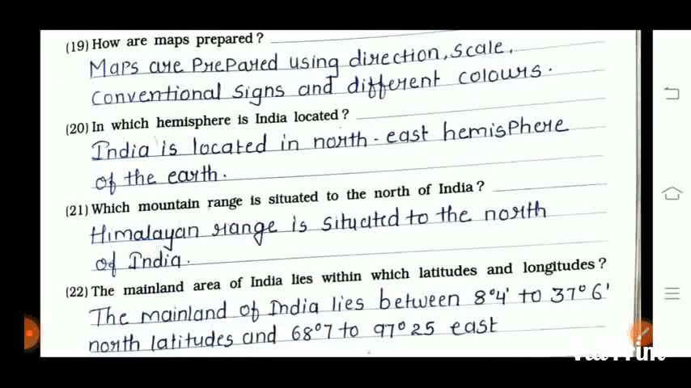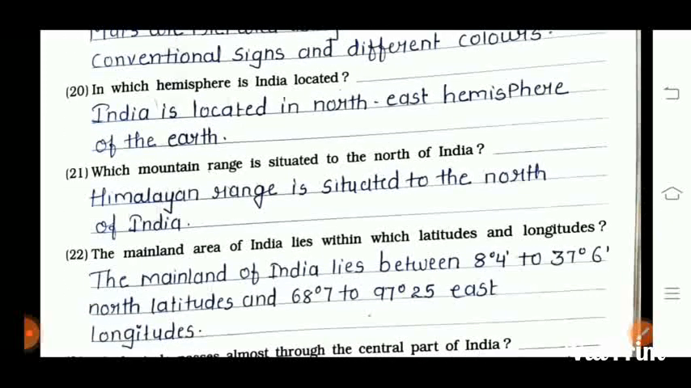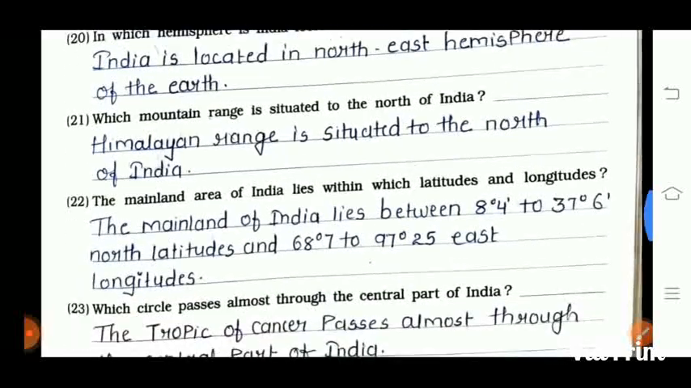20. In which hemisphere is India located? India is located in the northeast hemisphere of the earth. 21. Which mountain range is situated to the north of India? The Himalayan range is situated to the north of India.